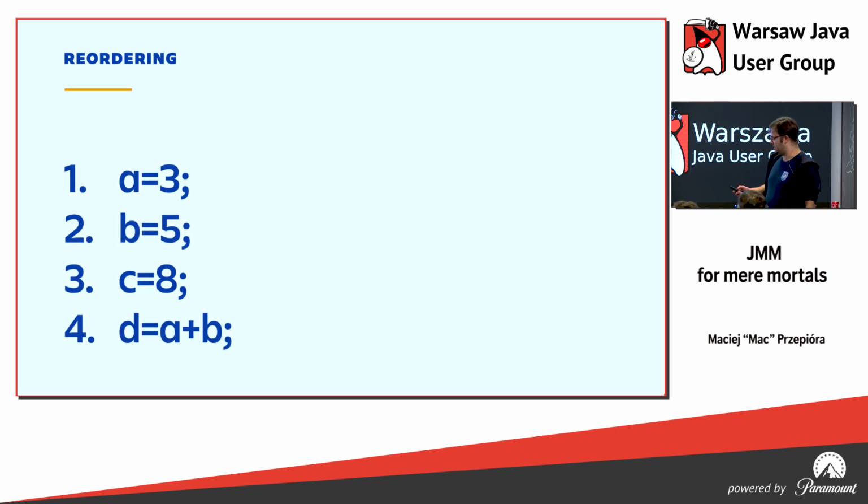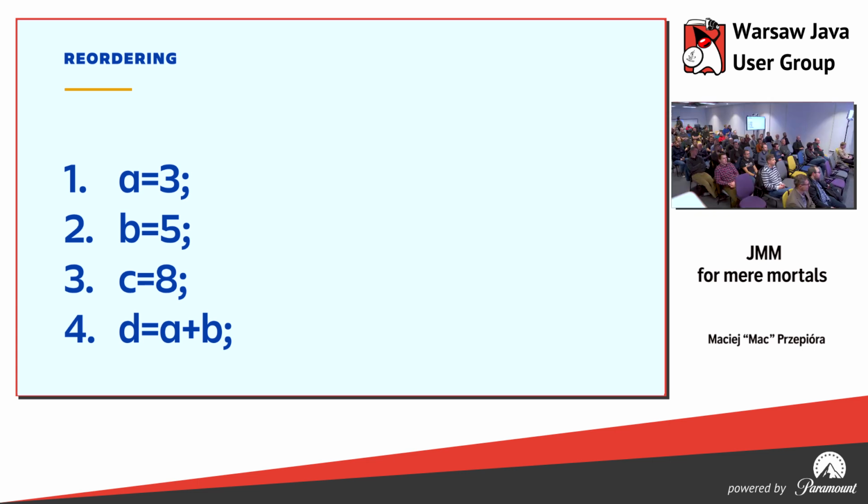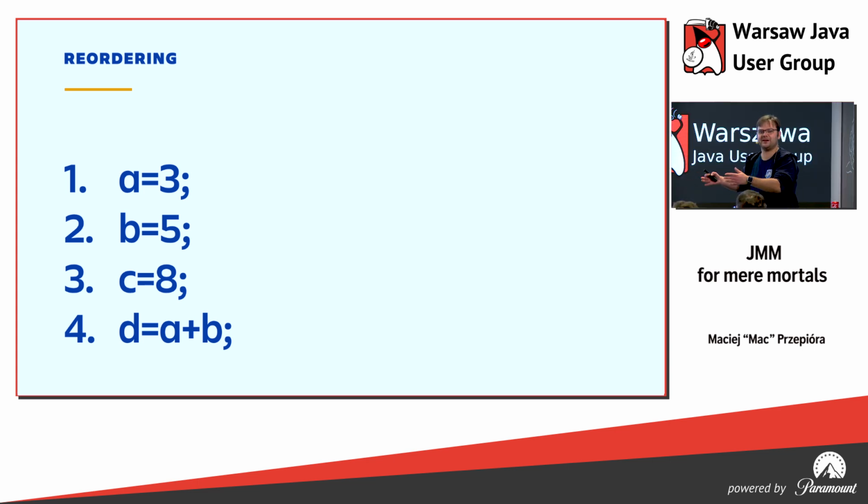For example, we have a set of instructions. We have 4 variables, 4 memory places, and we assign 3 to A, 5 to B, C to A, 8 to C, and then we have another operation at the end. D is A plus B, right? So you would expect that D is how much? 8, right? And that's how computers should work, right? That's what we expect from them.